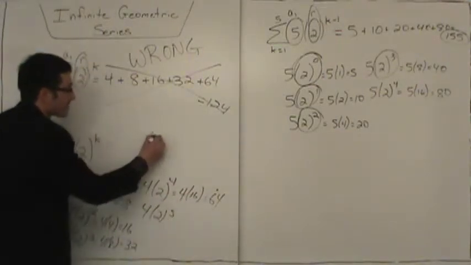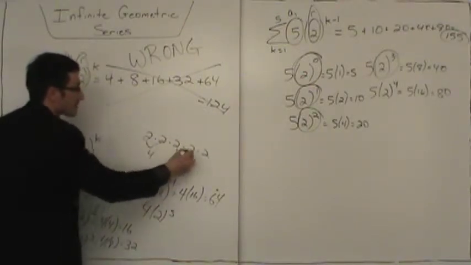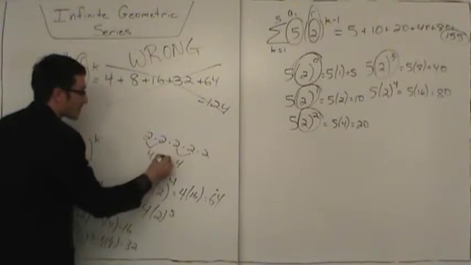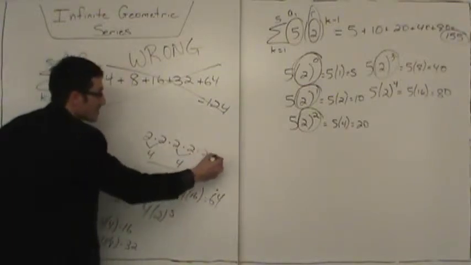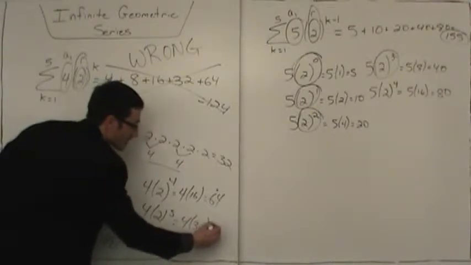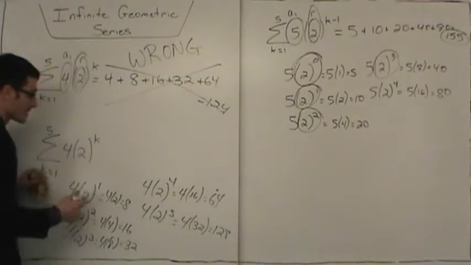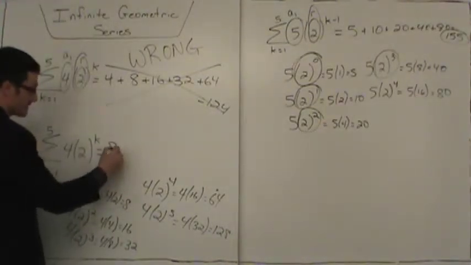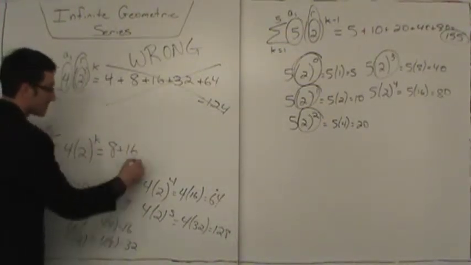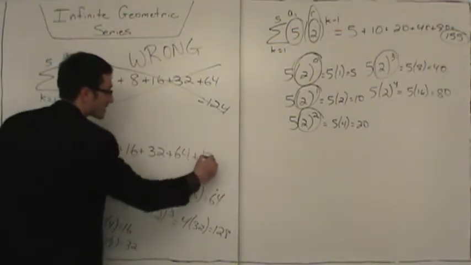2 to the fifth power is 2 times 2 times 2 times 2 times 2. 2 times 2 is 4. 2 times 2 is 4. So 4 times 4 is 16, times another 2 is 32. So we get 4 times 32, which is 128. Now let's write the sum. So our values are actually 8 plus 16 plus 32 plus 64 plus 128.